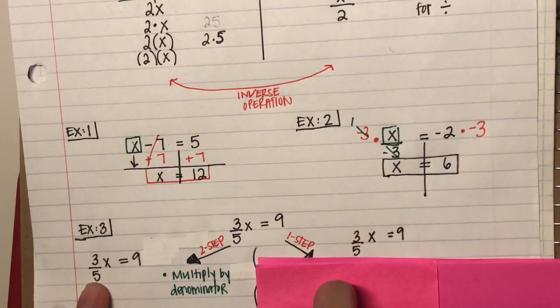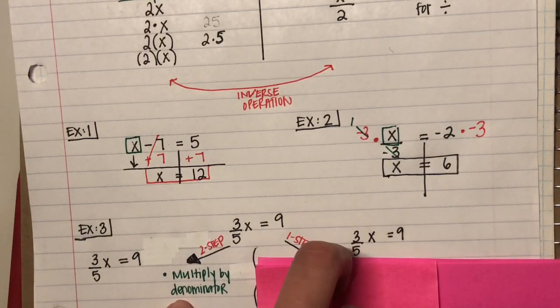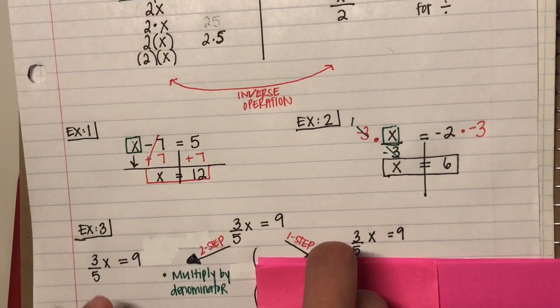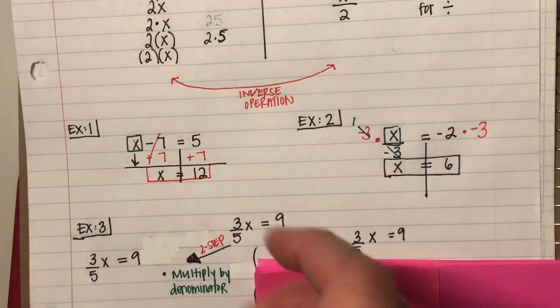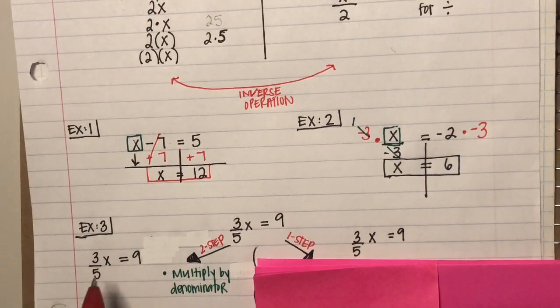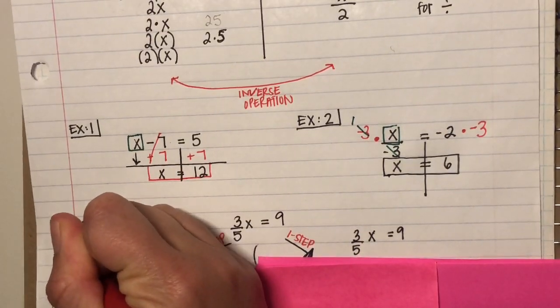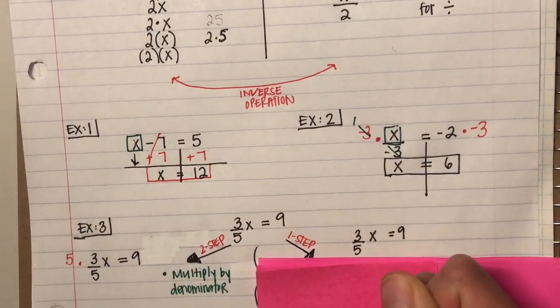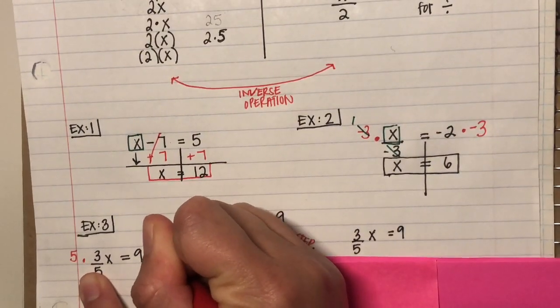Okay, so 3/5 x equals 9. Well, what you can do first is multiply by that denominator. Get rid of the denominator. So kind of like what we did in example 2, we can clear that denominator by multiplying by whatever's in that denominator. So here, the denominator is 5, so I can multiply by 5. But I've got to make sure to do it on both sides. So I've got to take this 9 and multiply by 5.